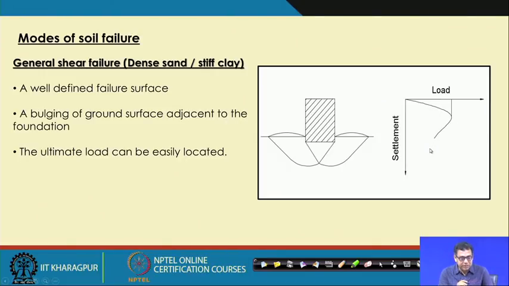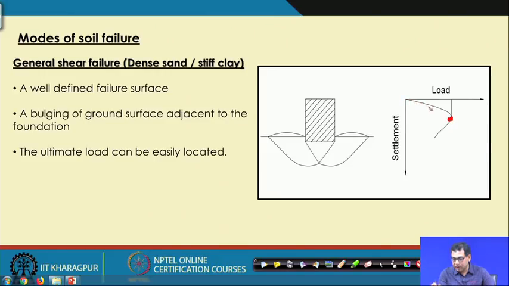Now, the characteristics of general shear failure is that the failure surface is well defined. This is the failure surface that we are talking about. Then the bulging of the ground surface adjacent to the foundation will occur. That means the soil adjacent to the foundation, because we are applying the load here, will bulge because it is dense sand or stiff clay. And then we will get a prominent peak in the load settlement curve.